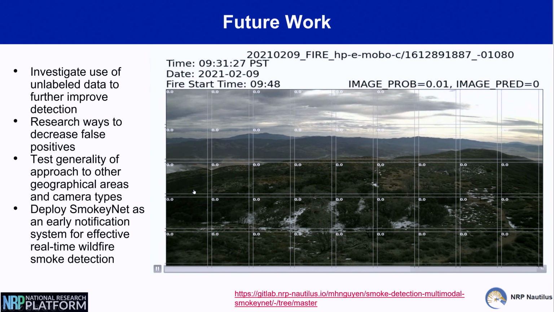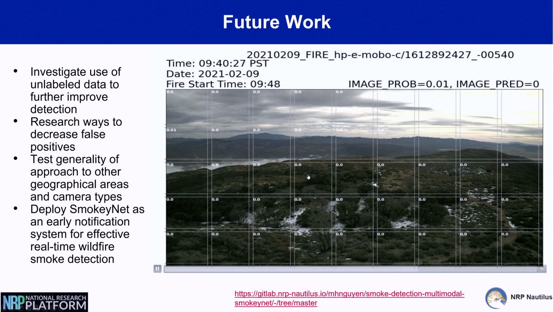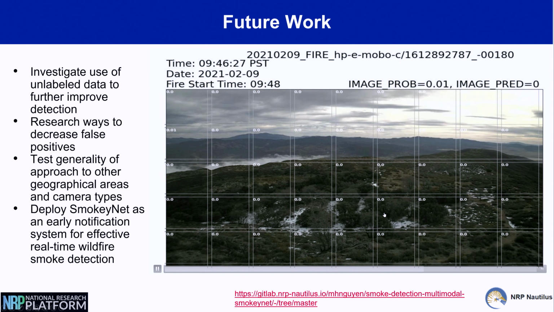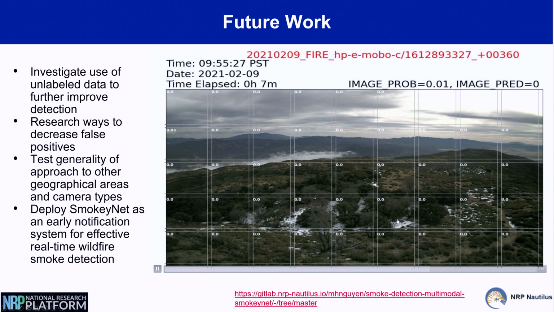So they start to roll in, and they look very much like smoke plumes. But luckily, in this case, SmokeyNet was not fooled by this. I mean, if I were looking at this, I think I would say that those were smoke plumes. So this starts at 9:48, but this one is a little bit more challenging. It took SmokeyNet a little bit longer to detect.